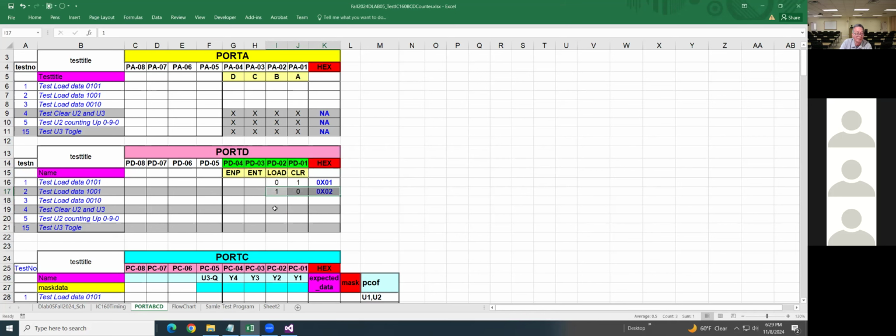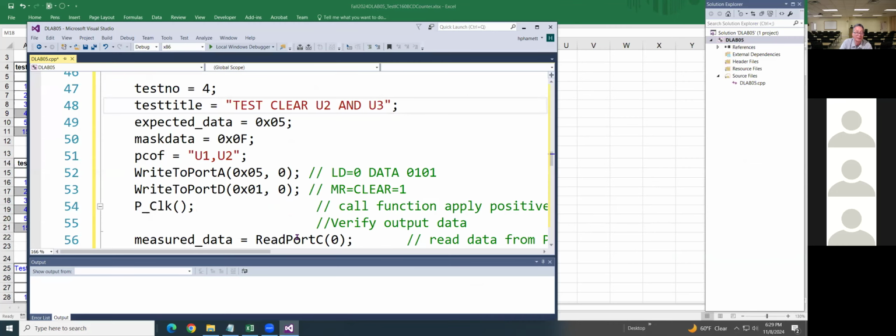They don't want me to do. Copy here. 1, 0, 0, I 0, 2. Okay, here. Expect data. They supposed to be 0. However, you need to look in port C here.